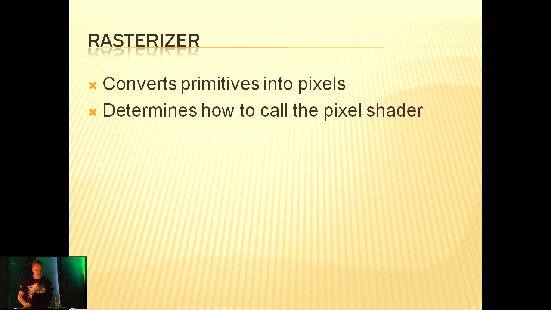The rasterizer is the next stage. The purpose of the rasterizer is basically to generate pixels. It receives the geometry from the previous stages of the pipeline and converts it into pixels, and it determines how the pixel shader is executed for those pixels.